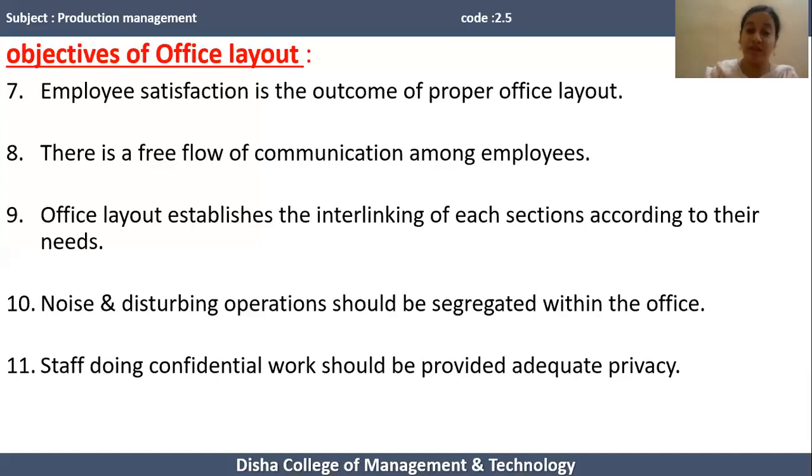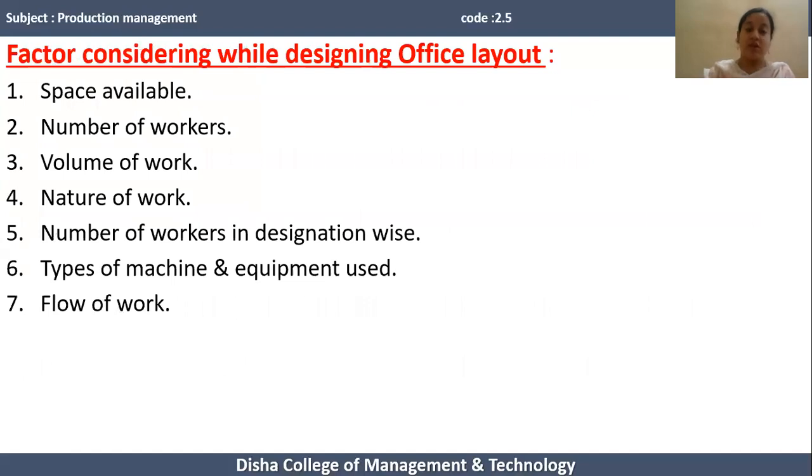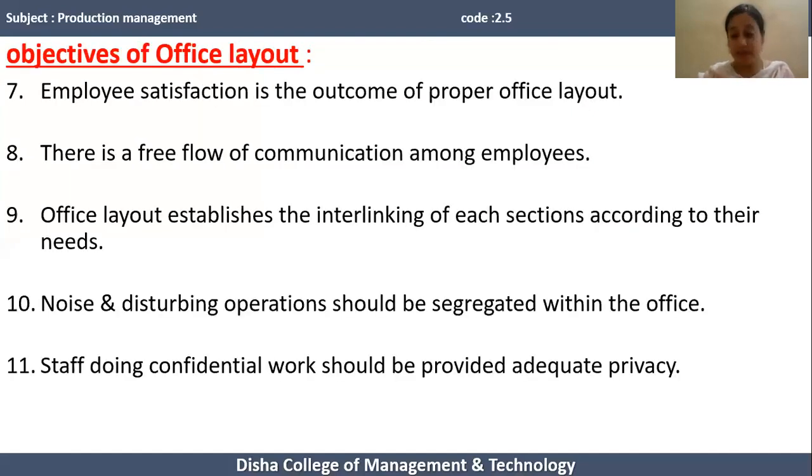Means whatever the disturbing operation that can be separated from the office, if that organization, if that office uses a particular type of layout. Staff doing confidential work should be provided privacy. Office layout identifies a particular place which is suitable for doing confidential work. It identifies a place where confidential work can be done while maintaining privacy. So this is all about the objectives of office layout.